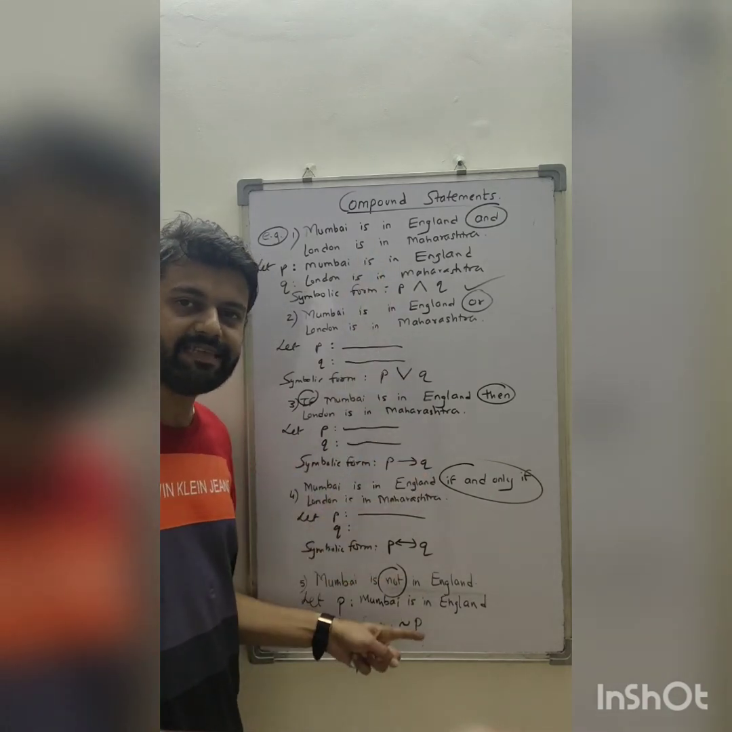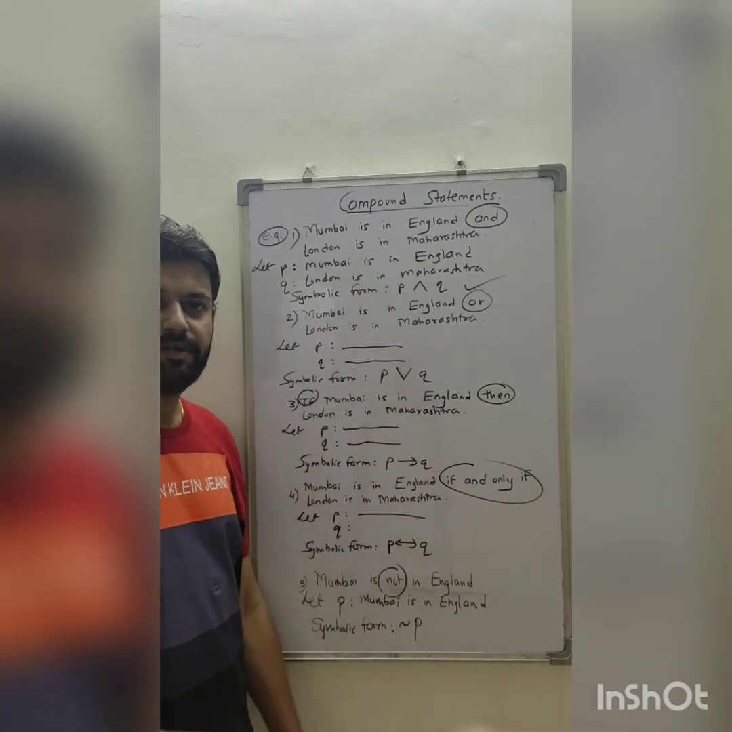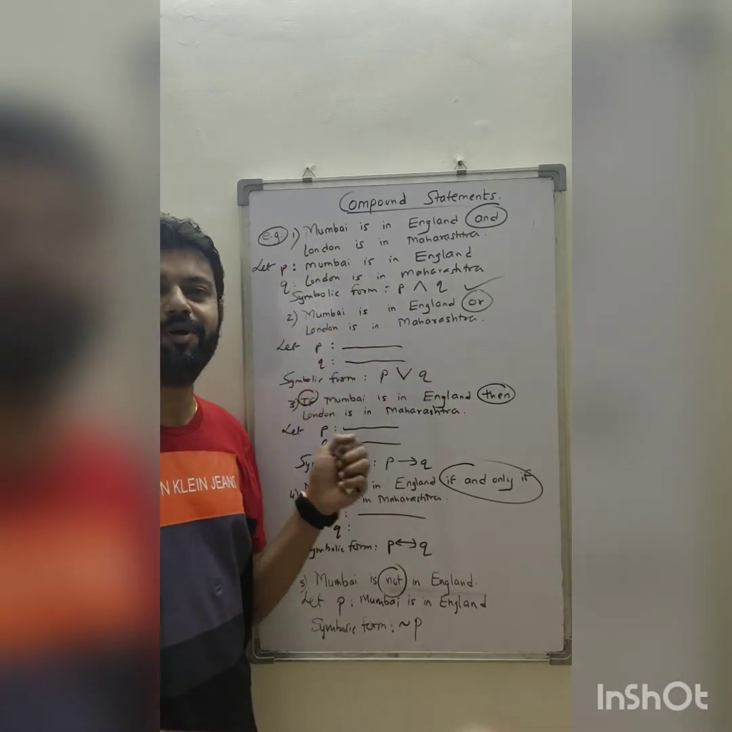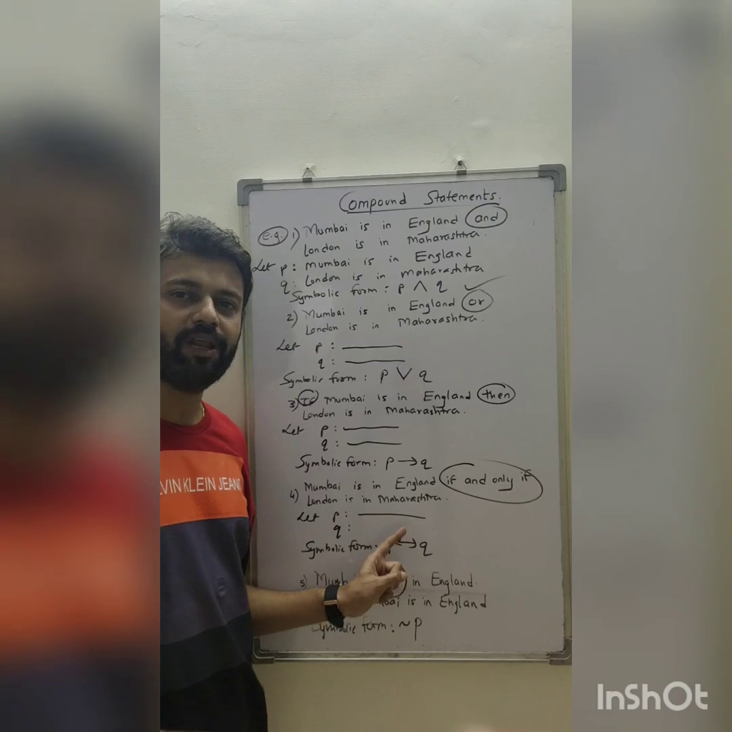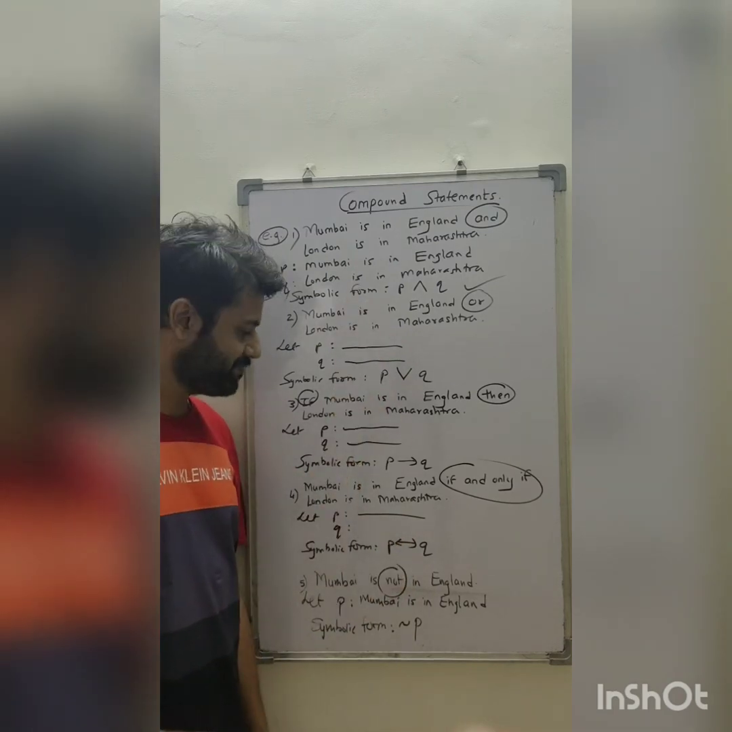These are the five examples where you learn all the five symbols, the only five symbols to express in symbolic form. Please go through it.